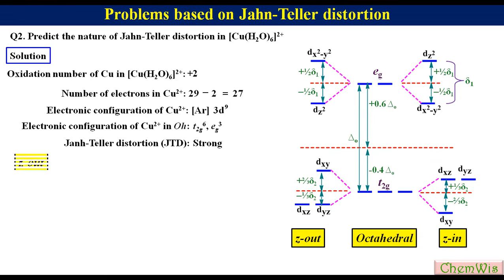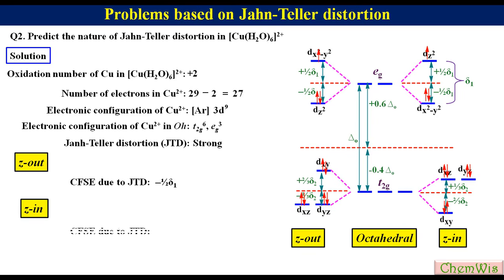If the distortion is Z-out, the d electron distribution will be like this. Under that situation, the CFSE due to Jahn-Teller distortion will be minus 1/2 δ1. If the distortion is Z-in, the electron distribution will be like this. Under that situation too, the CFSE due to Jahn-Teller distortion will be minus 1/2 δ1.